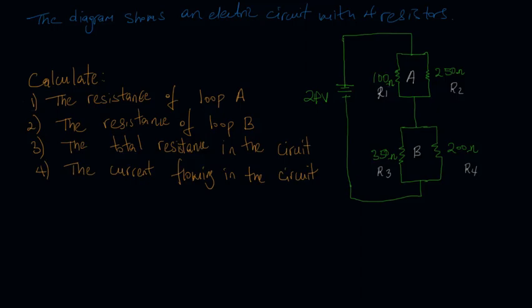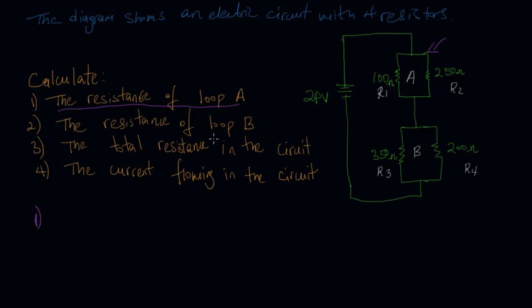So the first thing we're asked to find is the resistance of loop A, which is this loop here, right? So our first objective is to find the resistance of this loop. If you look at this loop here, it's actually a parallel branch with these two resistors R1 and R2 connected in a parallel arrangement. Now I've done a video talking about series and parallel circuits. You can always check that out for more information on series and parallel circuits. So let's start with number 1.